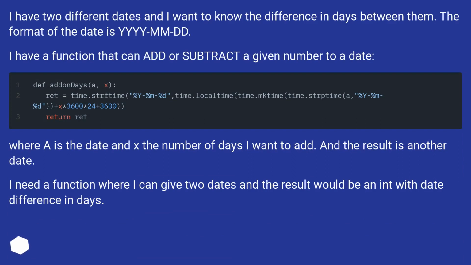I have a function that can add or subtract a given number to a date, where a is the date and x the number of days I want to add, and the result is another date. I need a function where I can give two dates and the result would be an int with the date difference in days.